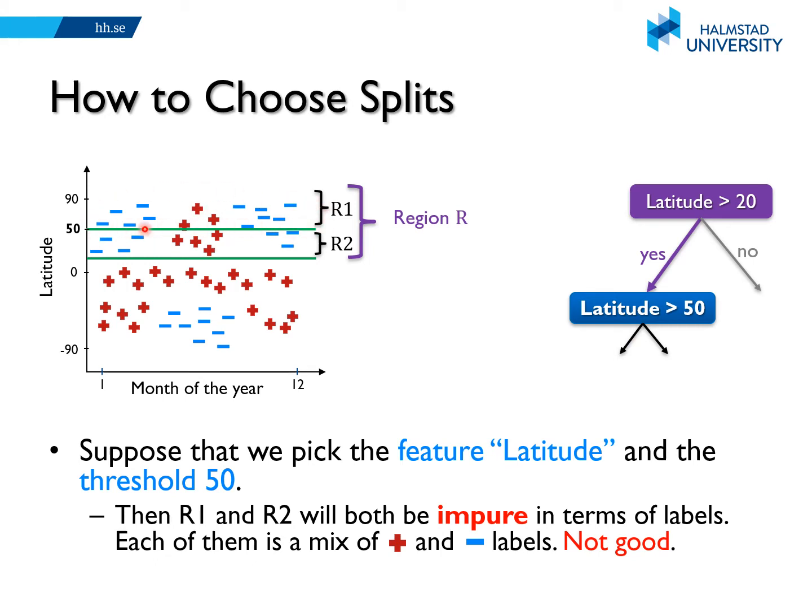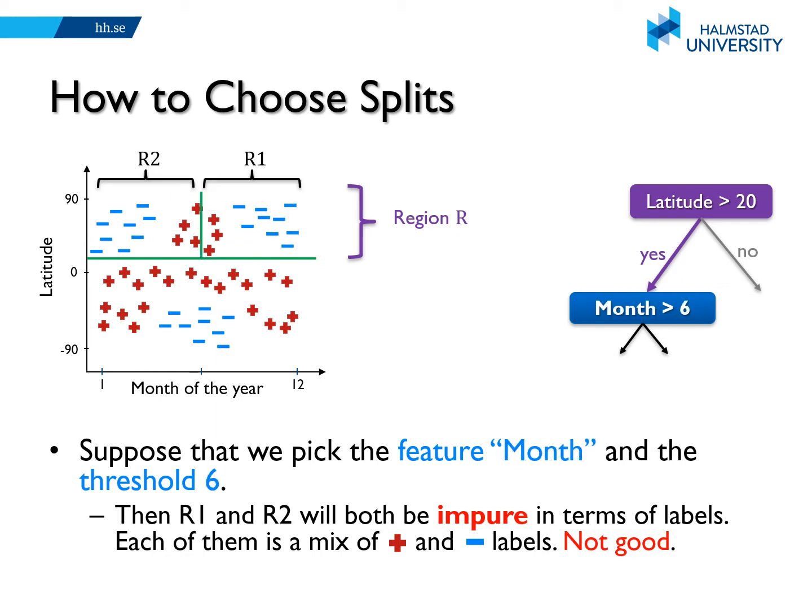And the two regions R1 and R2 that we will get are impure regions. They are impure in terms of label. This means that they contain a mix of different labels. So this is not good. This shows that the question that we asked here, or the threshold and the feature that we picked here, are not good because they led to impure regions.